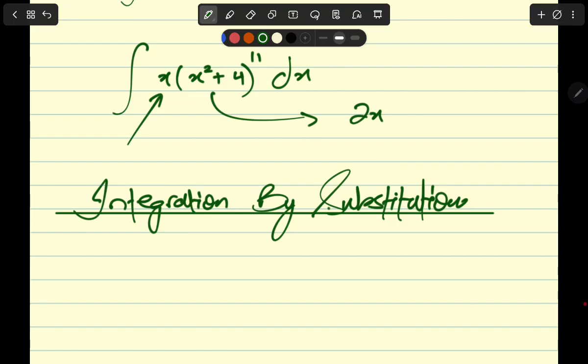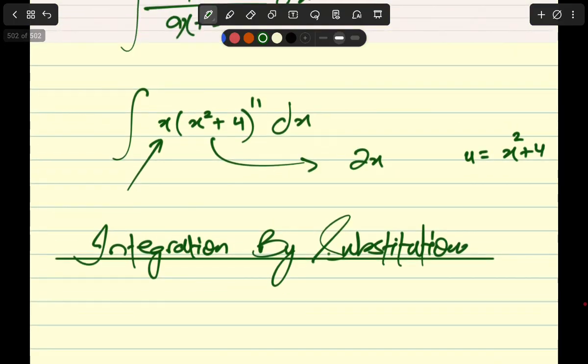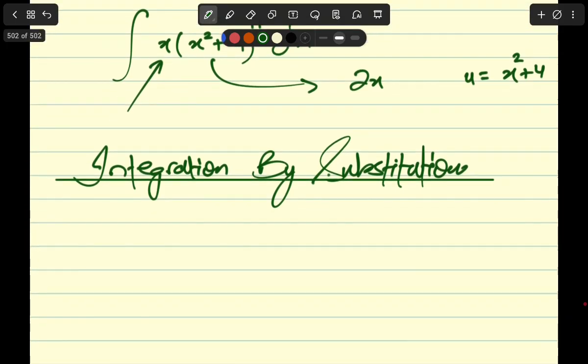Now, this is not really about replacing letters for the sake of it. We don't want to substitute x squared plus 4 just for the heck of it. It is about transforming a difficult looking integral into a standard integral we already know how to solve. That's it. Now, the decision that you must make first.